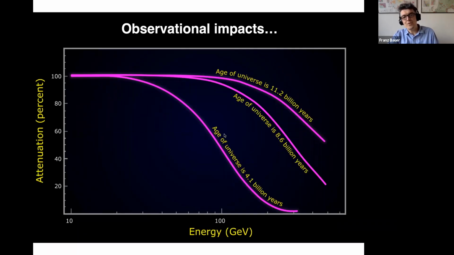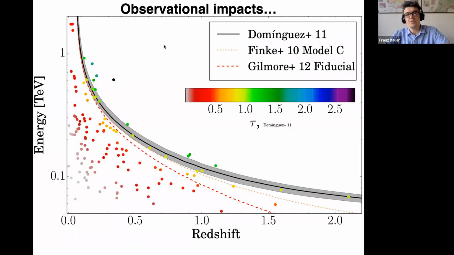And then if it was created, say, 4 billion years after the Big Bang, you'd have an attenuation which looks like that. The nomenclature here is a little confusing. I stole the plot. An easier way to see this is the following.